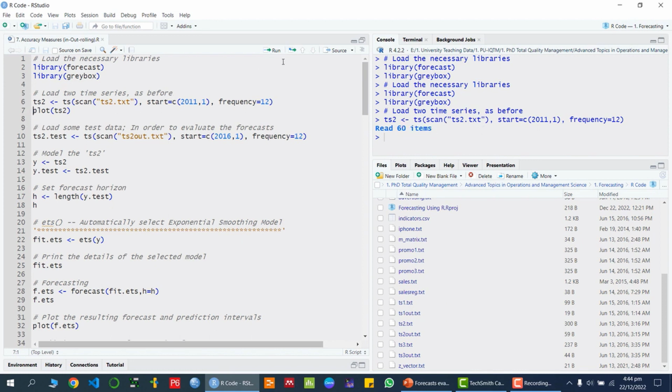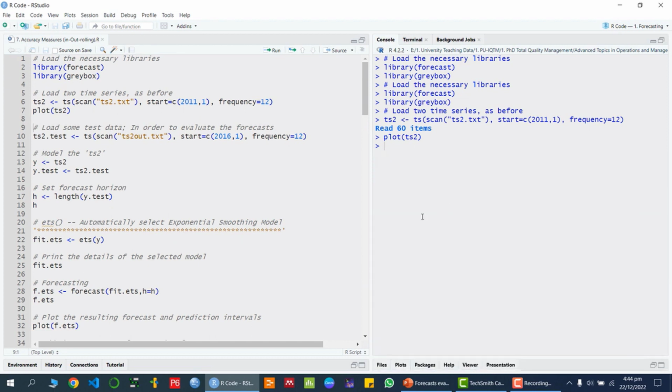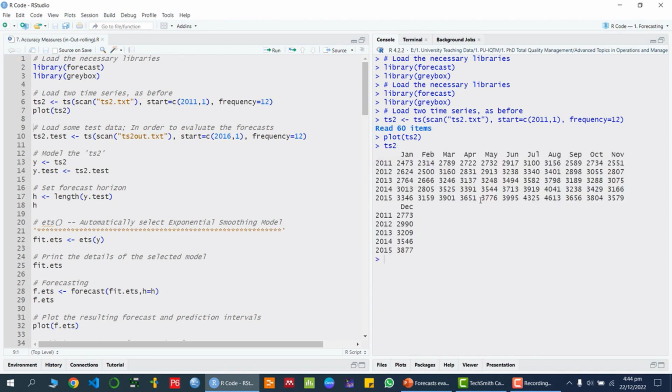So let me plot this one. This is the time series plot, and as we can see, it looks like an increasing trend. If you want to see the observations, you can write TS2. This is January 2011 to December 2015.